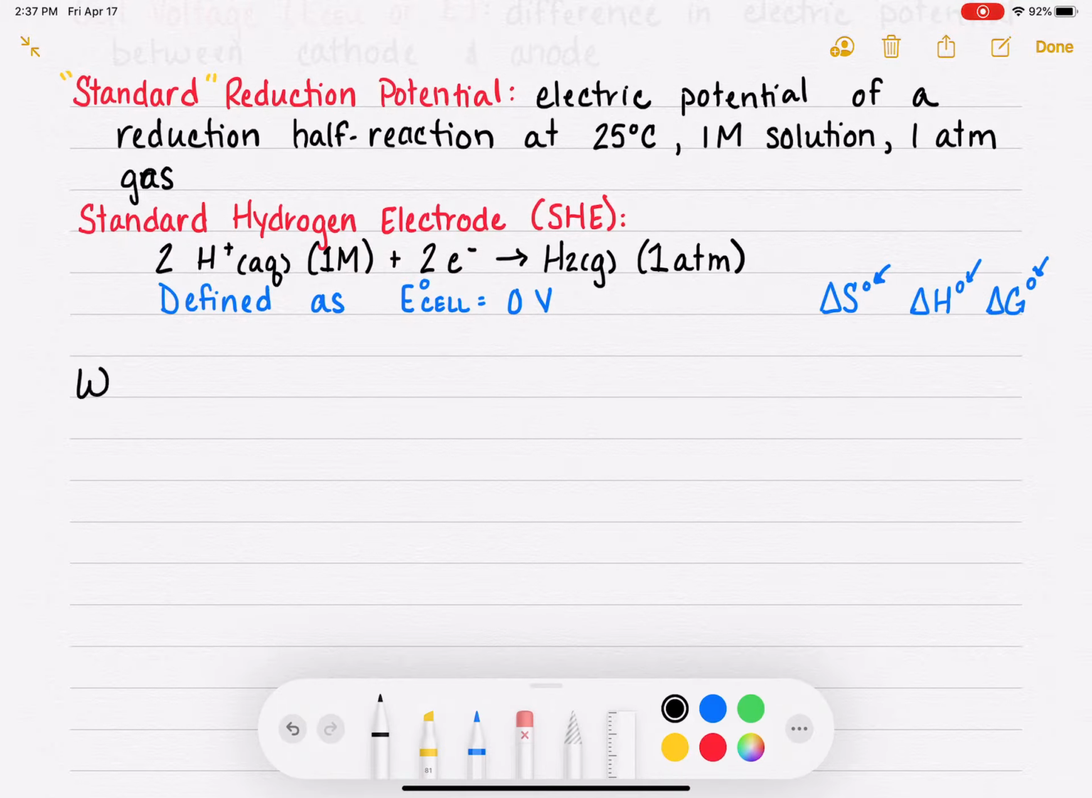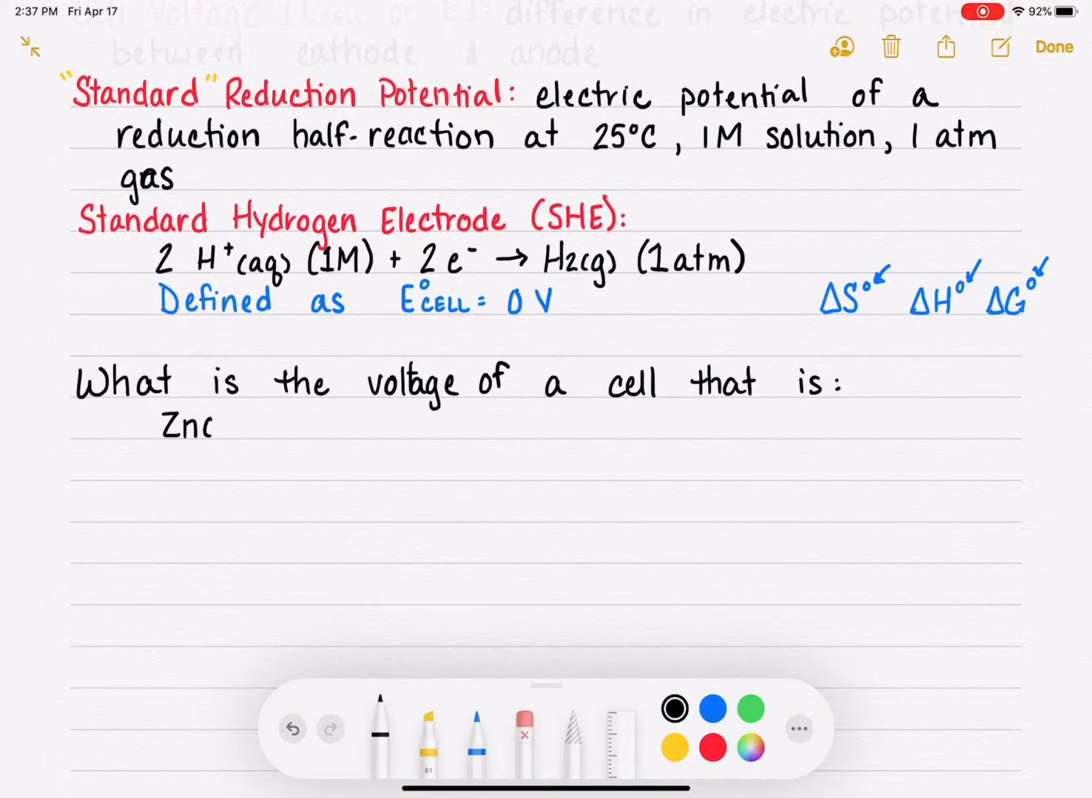Let's learn how to calculate the voltage of a galvanic cell. So for our first example, we are going to calculate what is the voltage of a cell that has this redox reaction going on. Zinc solid plus copper 2+ aqueous reacting to form zinc 2+ ions and copper solid. And I'm not going to write this down, but we're going to assume this is a standard cell.